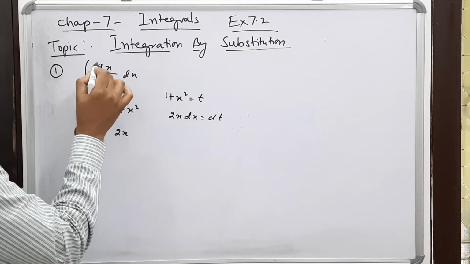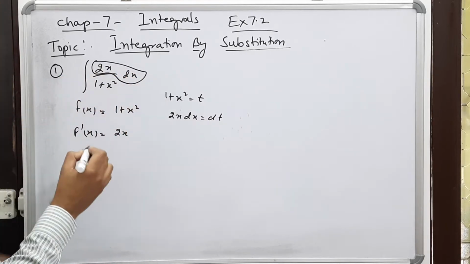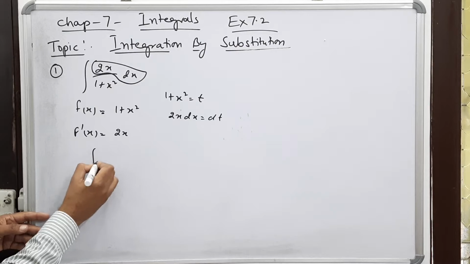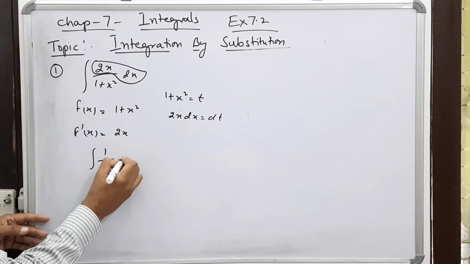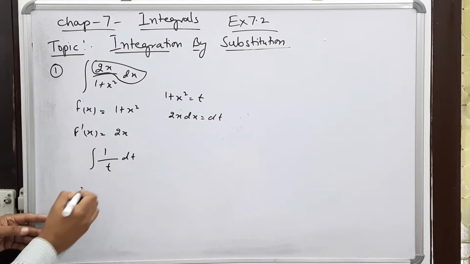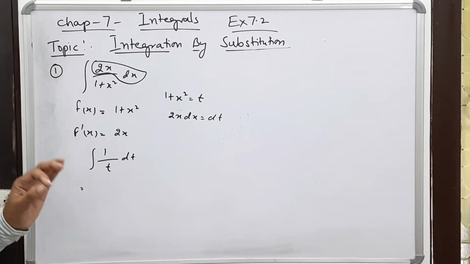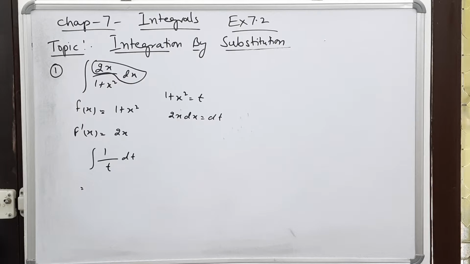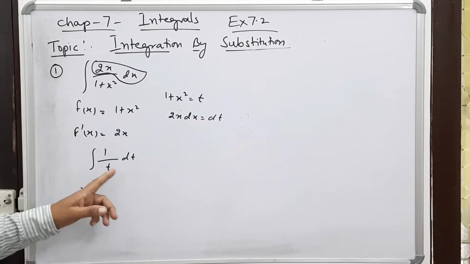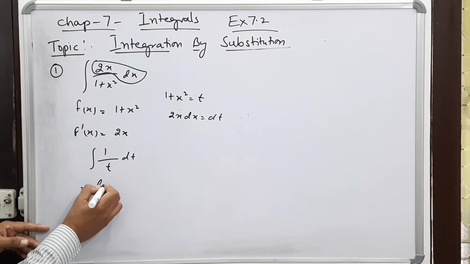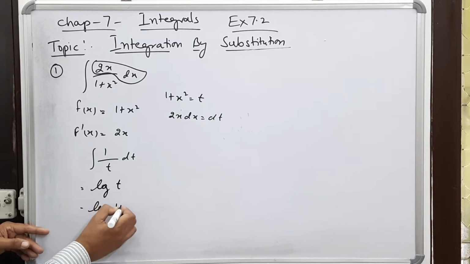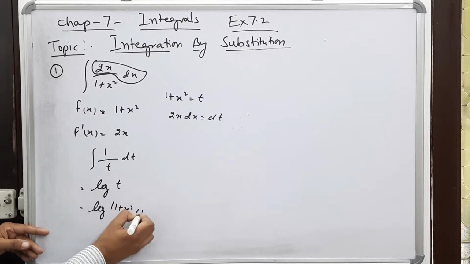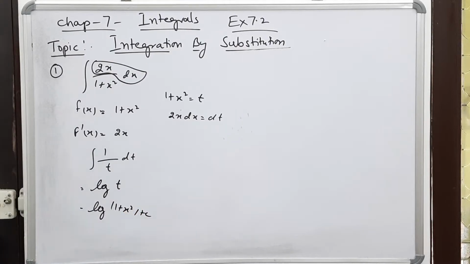Now we will use the substitution. Instead of 2x dx, we will write dt. And it is 1 here, and 1 plus x square we will write t, and then it is dt. Now by the simple formula, the integration of 1 by t will be log t. And we will put the value of t again. So it is log |1 plus x square| plus c.